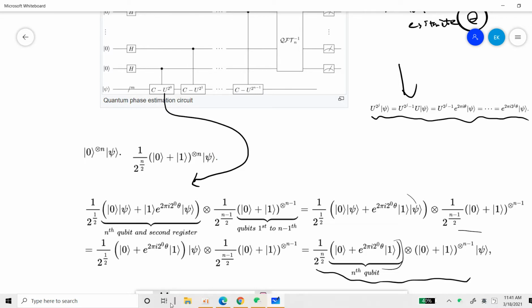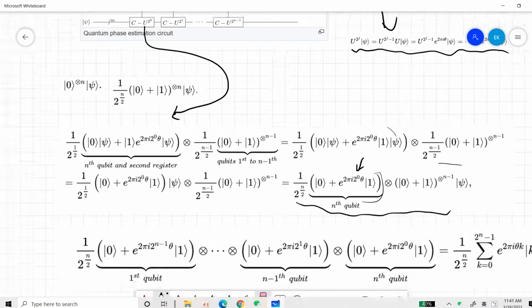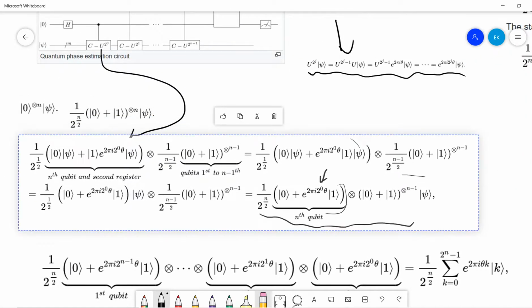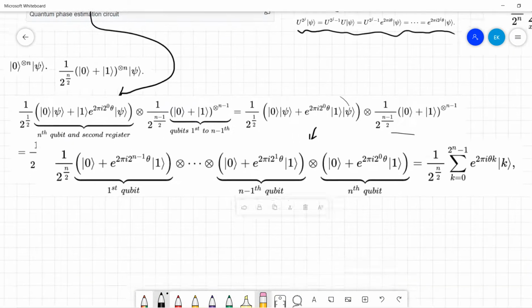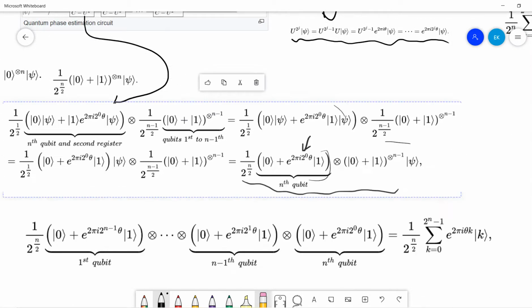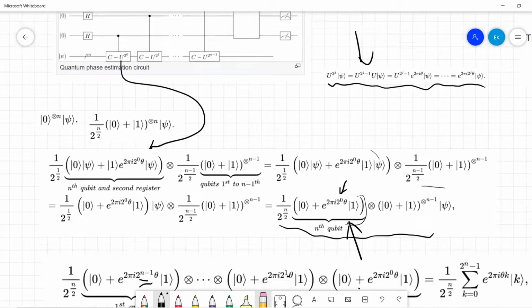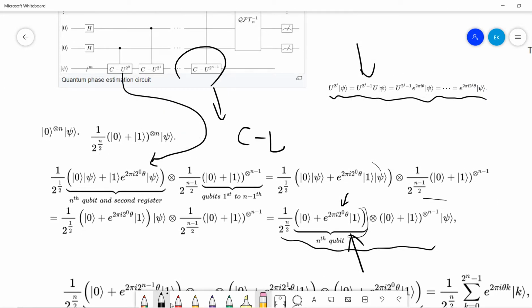The final result after you use control U to the 0 is this. Then for control U1, U to the 2 to the 1, and U to the 2 to the power of 2 and so on, your final result will be this one. This is for n qubits, and then you can go to n minus 1. For the n minus 1 qubit it is 2 to the 1, and the first one is 2 to the n minus 1, so it starts from here: control U 2 to the n minus 2, to the n minus 1.